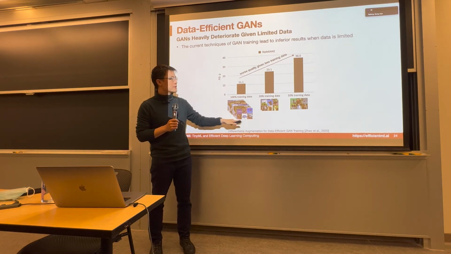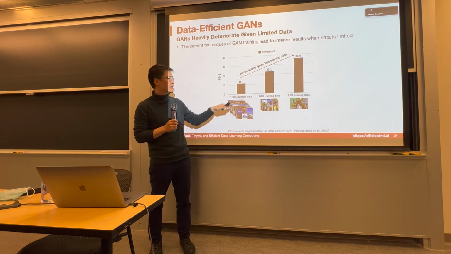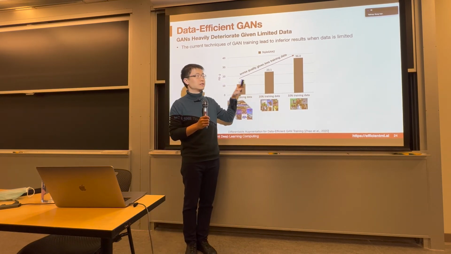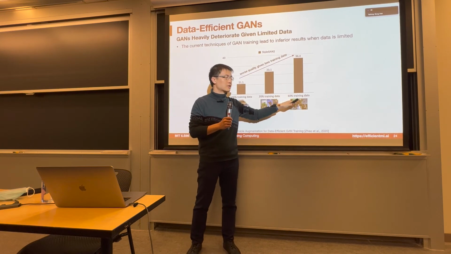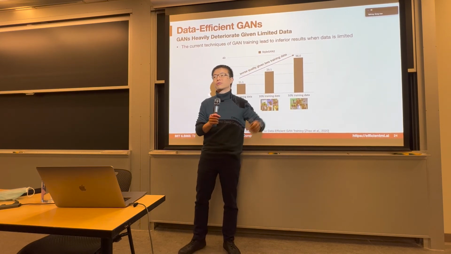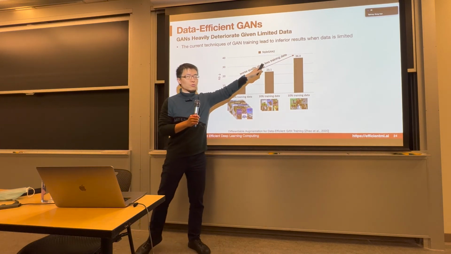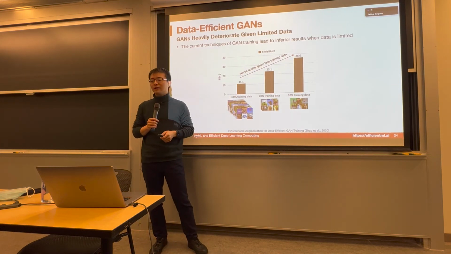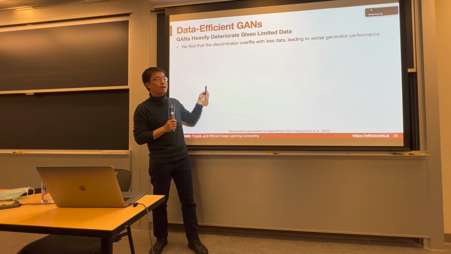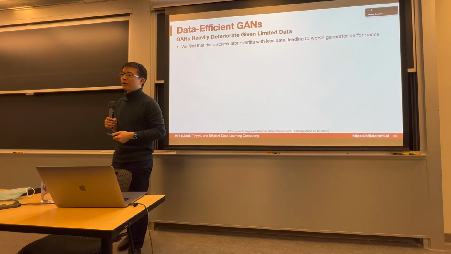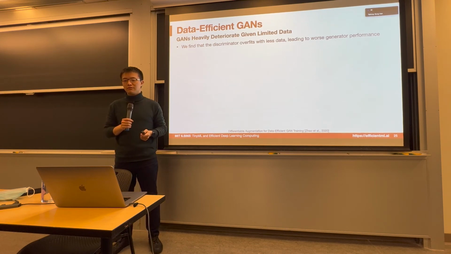So with 100% of the training data, you get a pretty good FID, but with 20%, it deteriorates, and with 10% of the training data, it deteriorates even more. The lower the FID, the better. So we want to actually maintain the accuracy even given a small enough amount of training data for efficient deep learning, right?